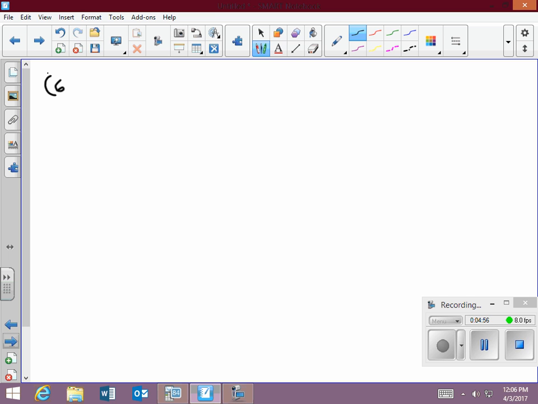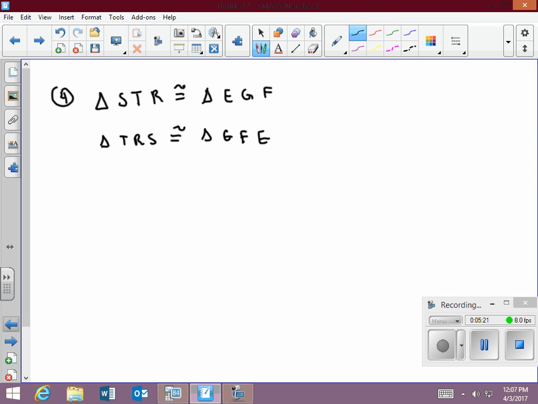So that was the whole answer for number 4? Yeah. It will not make a difference: you could have this listed as STR congruent to EGF, or you could have it listed as TRS congruent to triangle GFE, or you could list it as RST congruent to triangle FEG. The point is that you have to make sure that point by point they match. That's all the point of that problem is.